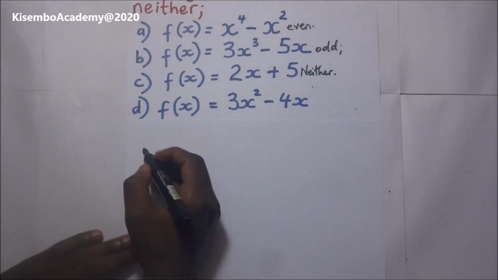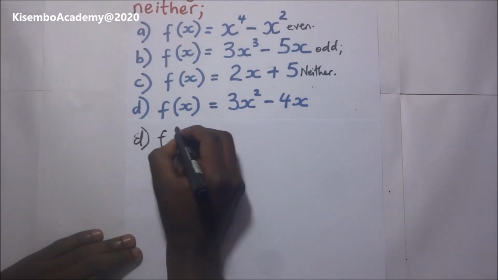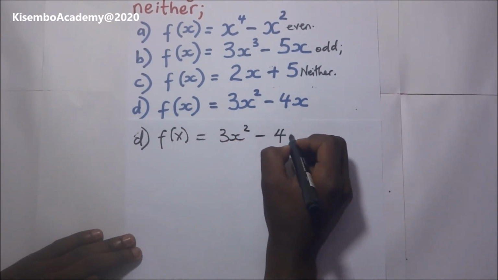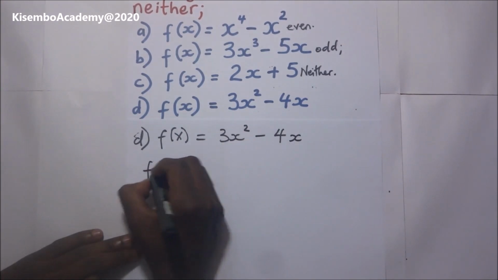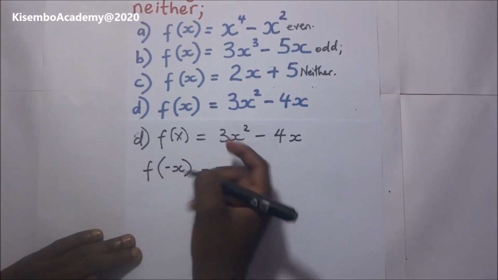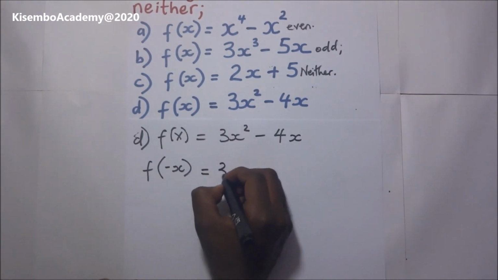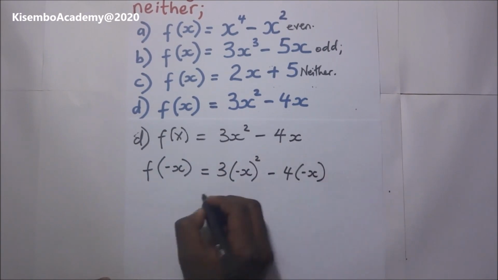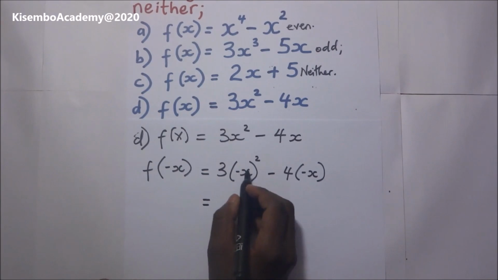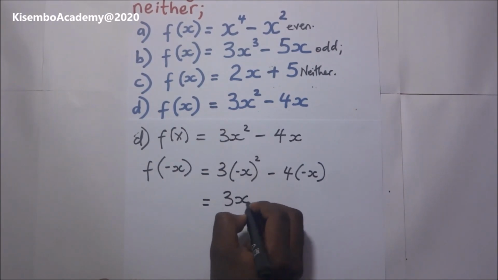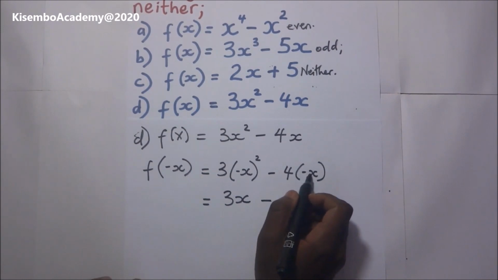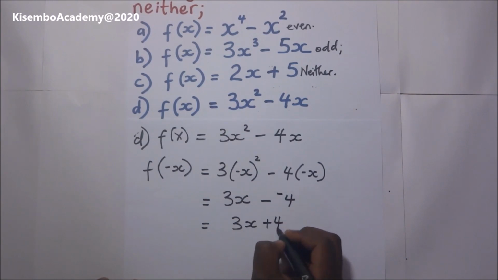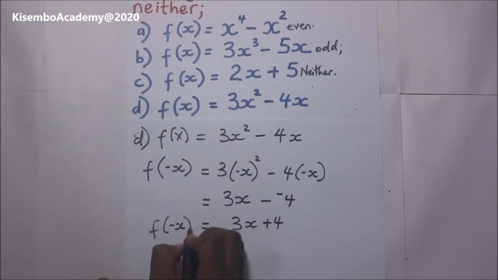Now we have part D. The function is f of x equals 3x squared minus 4x. Let's plug in the negative. F of negative x, what do we get? Does it return the same function? That becomes 3 into negative x squared minus 4 into negative x. Negative x squared still gives us 3x squared, and minus negative 4x becomes plus 4x. That is f of negative x.